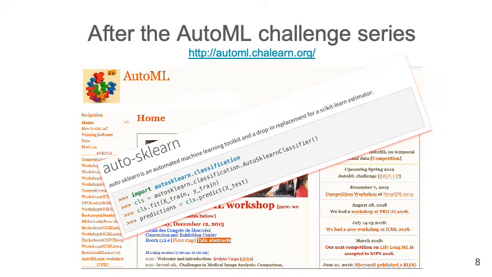And lo and behold, Frank and his team at AAD Freiburg produced a Python-based tool called AutoScaler that not only won many of these phases of the challenge, but became a standard in the field to automate machine learning for tabular data. AutoScaler is a wrapper around the scikit-learn library that does both model and hyperparameter selection for you.